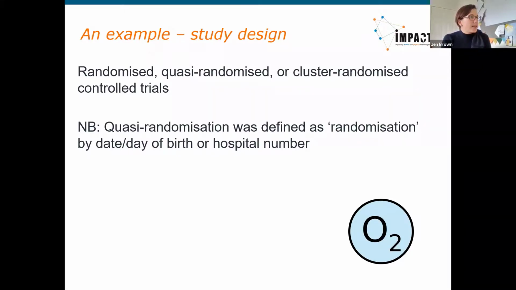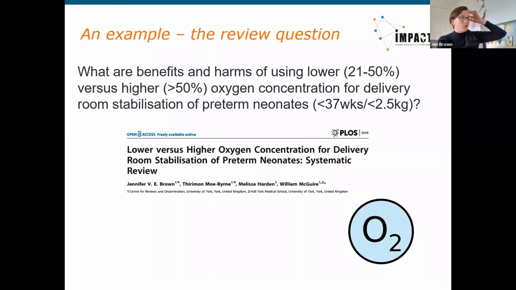So we ended up in the end with the review question of what are benefits and harms of using lower versus higher oxygen concentration for delivery room stabilization of preterm neonates. And then you can see there it's published in PLOS One, and the title was Lower versus Higher Oxygen Concentration for Delivery Room Stabilization of Preterm Neonates Systematic Review. So your title obviously needs to be informative but readable. So you don't have to shove all the detail into your title, but you do need to be clear about what all of these terms mean.